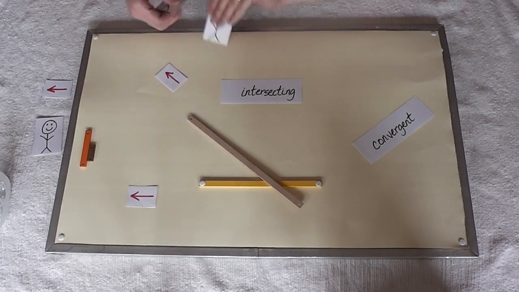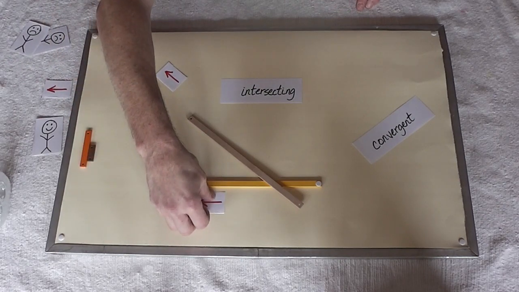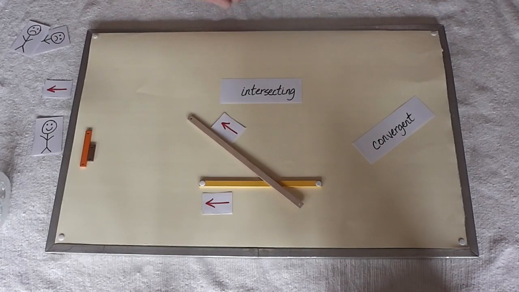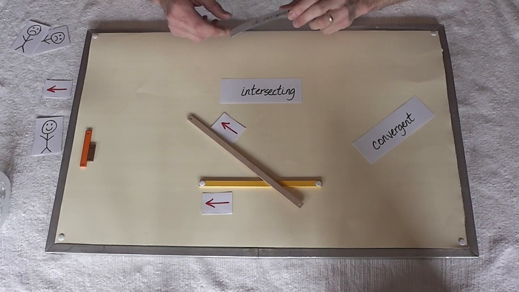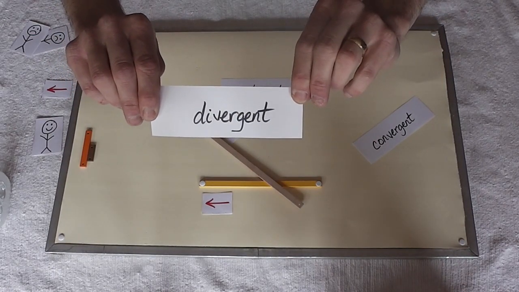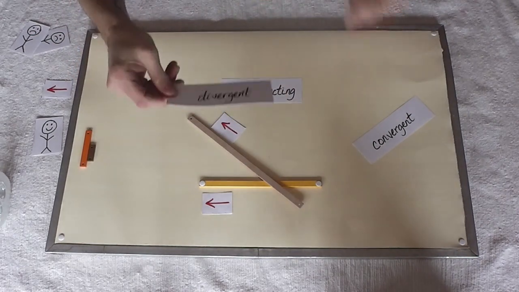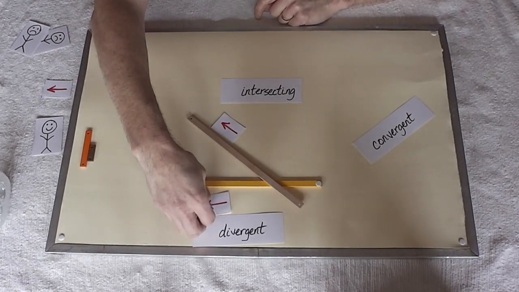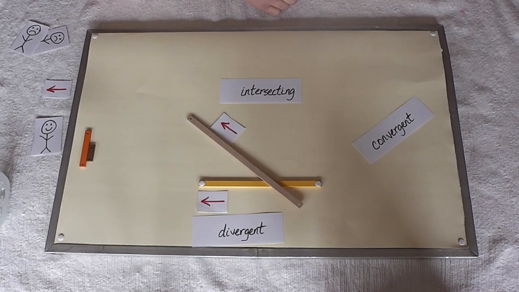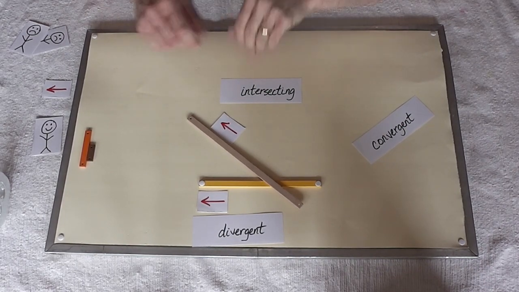So the distance between the lines is no longer decreasing, no longer getting together, but the distance between the two lines is getting further and further apart. We say that when two lines get further and further apart, they are divergent. Divergent comes from dis, meaning apart, and vergere, to incline. So, when lines are moving away from each other, when the distance between them is increasing, they are divergent.